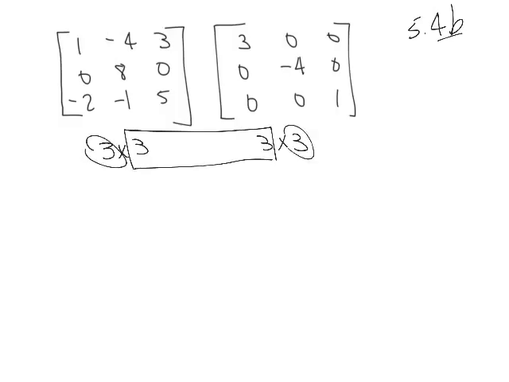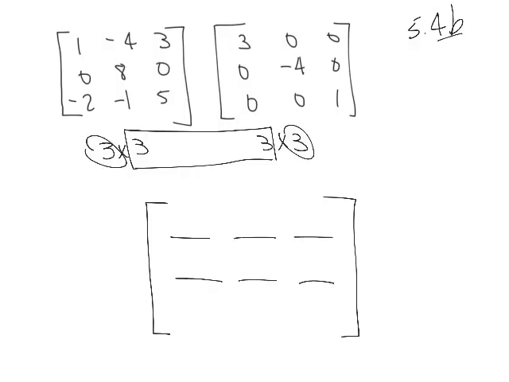And this number and this number tell me what my answer is going to be. My answer is going to be a 3 by 3. So I'm going to make my blanks here so I know where I'm going to put numbers. I'm going to have 9 answers here. And we're going to do something a little bit different. We're not going to do necessarily this one first. Let's do this one first.